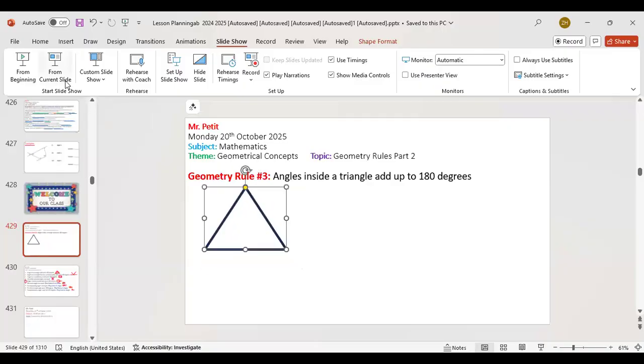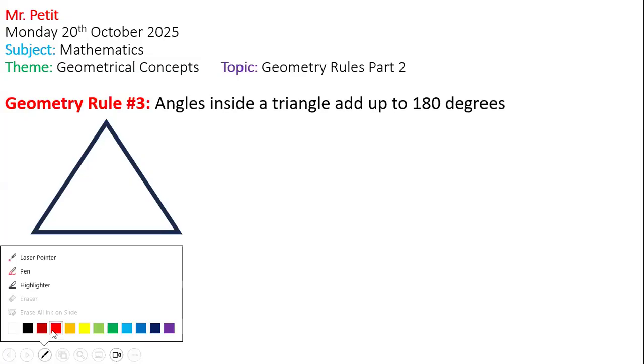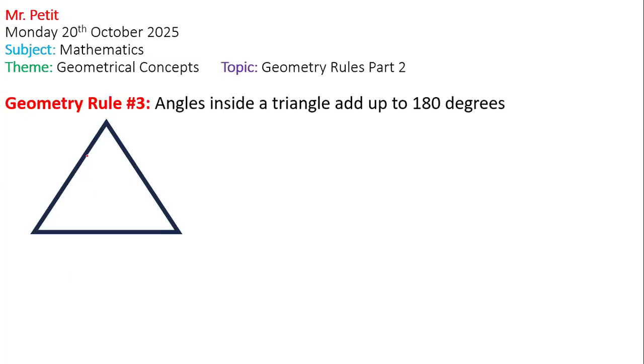So let's say we have this triangle, and let's say that the measure of this angle is 56 degrees, and the measure of this one is 61 degrees. And let's say that we have to figure out what X is. Can someone tell me how I'm going to figure out what X is?